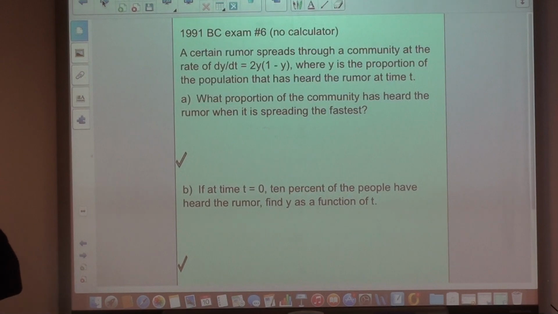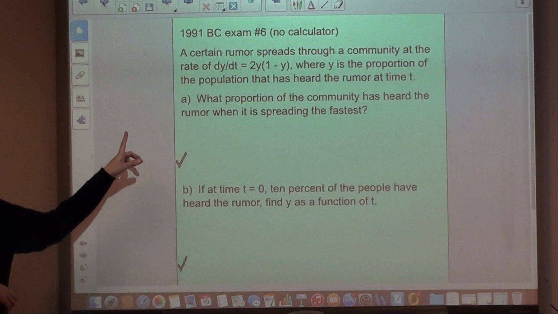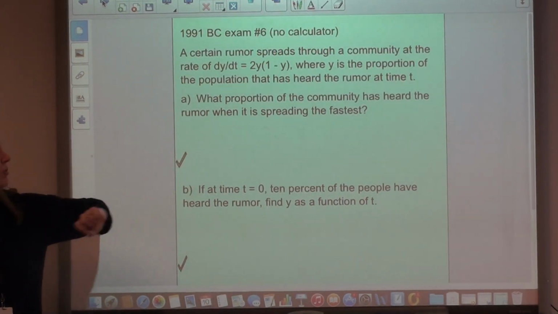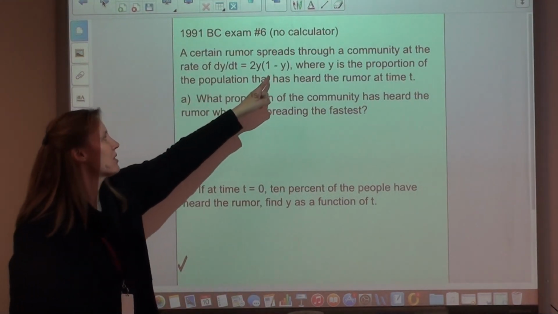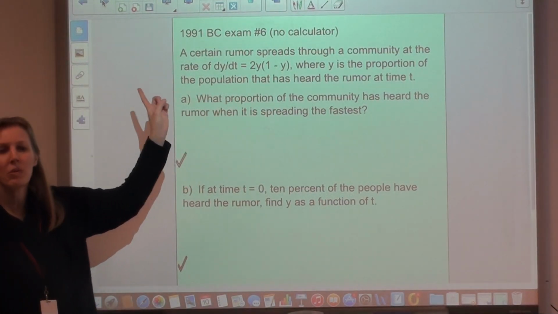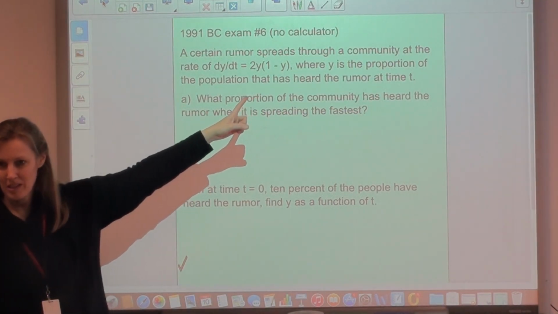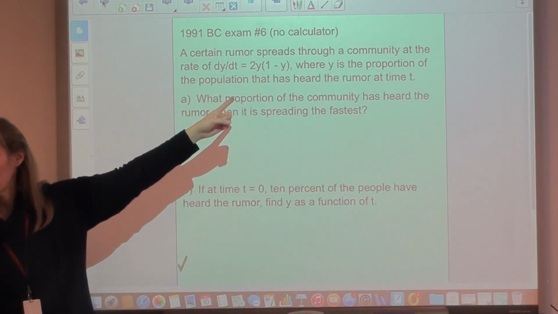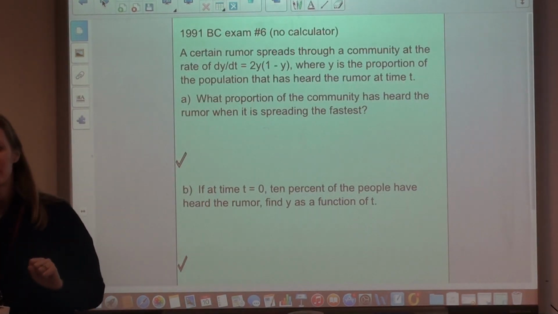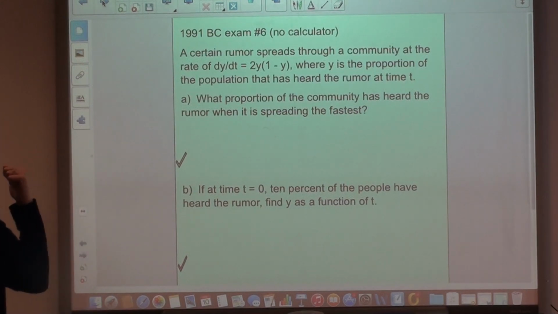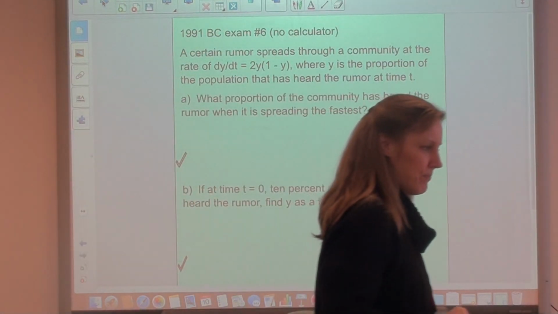Now, this first part doesn't really deal with the whole point of it being logistic. We'll get into that in the next part. But this first part is actually, when you hear the word fastest, what do we think of? We think of a max, right? Now remember, this is the rate that the rumor spreads. We want to know when the rate spreads the fastest, so we're looking for a max of the rate. Using any method you want, take a moment and see if you can figure out when this rate has a max. So just take the derivative.